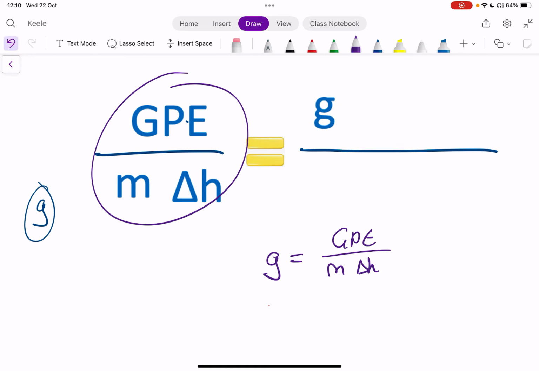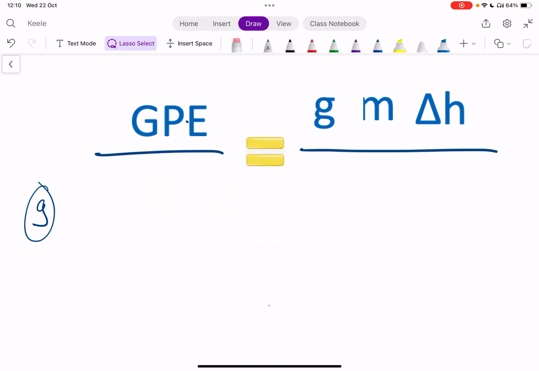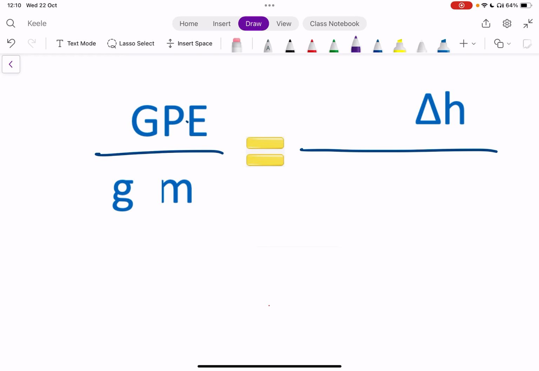So if we wanted delta H, just for completeness, pop that back up. If we wanted delta H, we just pick up these two things and we shove them down there. And the equation for change in height is gravitational potential energy divided by gravity times mass. So again, this works without a formula triangle, just applying the same rules. You just got to take a little bit more care with it.